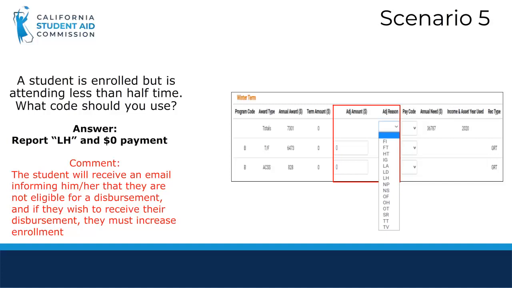Next, what if a student is enrolled at your school but they are attending less than half time? For this situation, you can use the LH code to indicate the student is a less than half-time student. The commission will notify the student via email that they will not be receiving a payment since they are attending less than half-time.